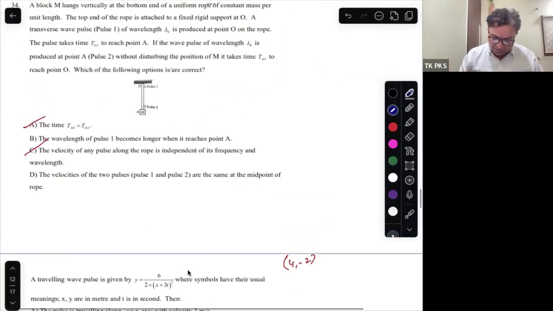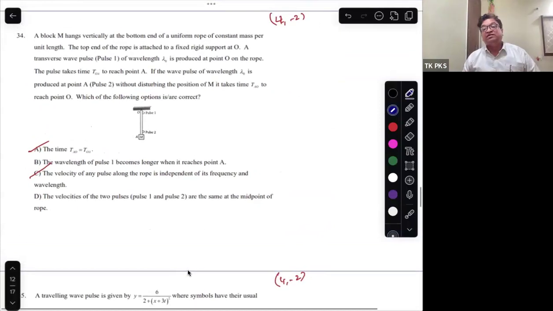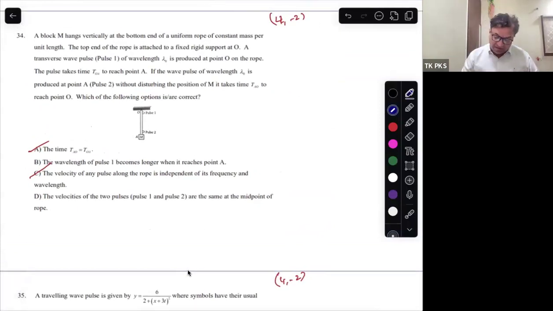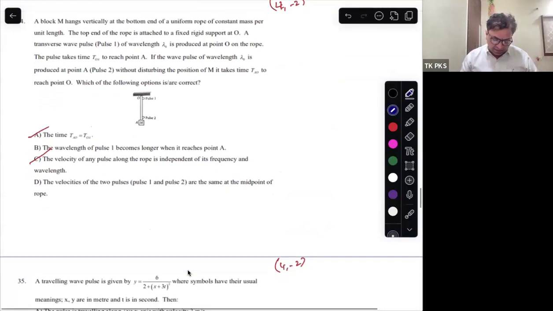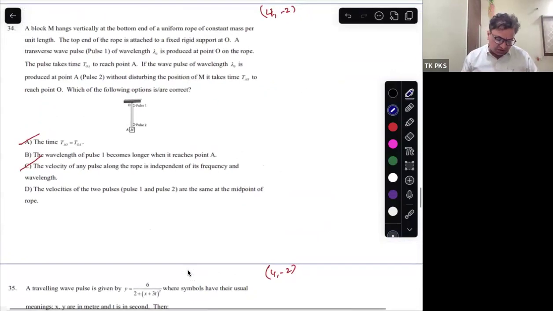This is an original previous IIT question, actually. I don't know how many have done this. Original previous IIT question. Okay, but bit time taking, no issues. A mass M hangs vertically at the bottom end of a uniform rope of constant mass per unit length. The top end of the rope is attached to a fixed rigid support at O. A transverse wave pulse is produced at O on the rope. See, remember, you should not consider the mass of the wire.